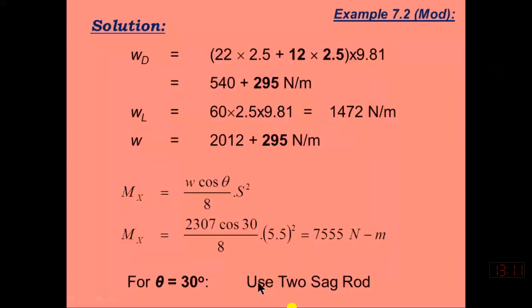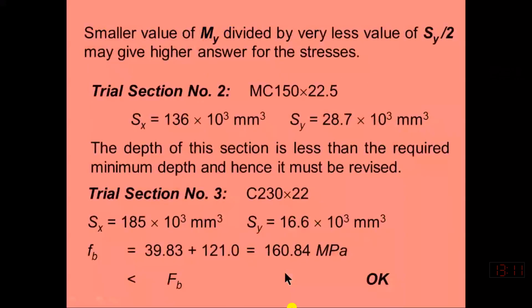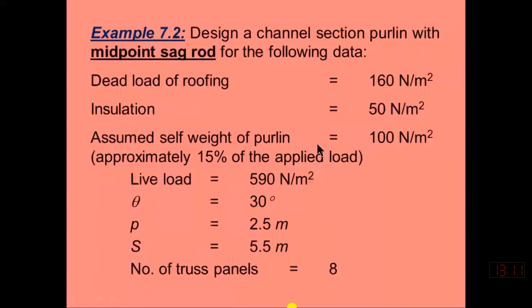But if the architect specifies, or it is already specified, that you have to use one sag rod, then what will be the difference in design? This is just a repetition, and it will also give you an overview of the purlin design.